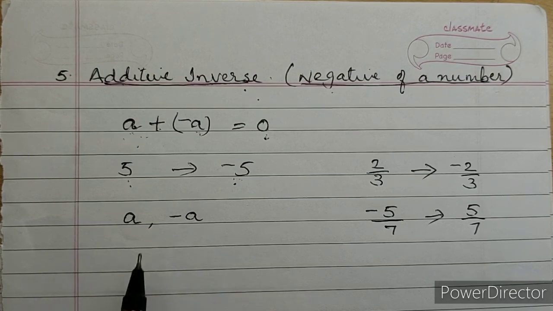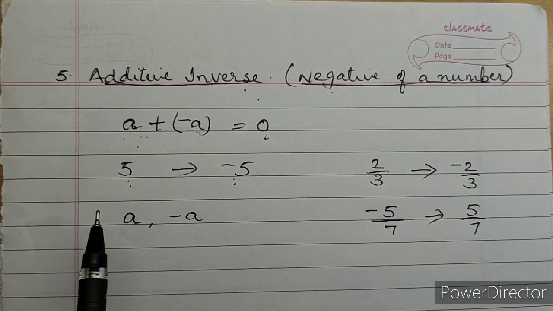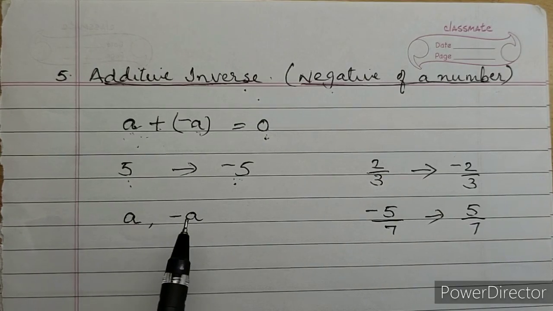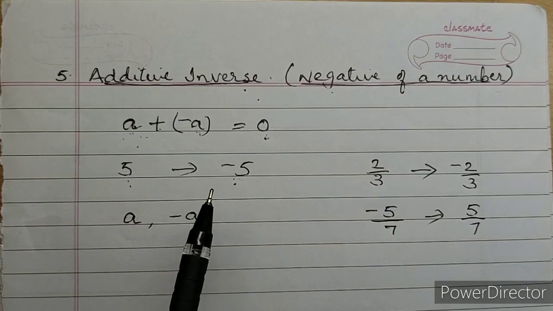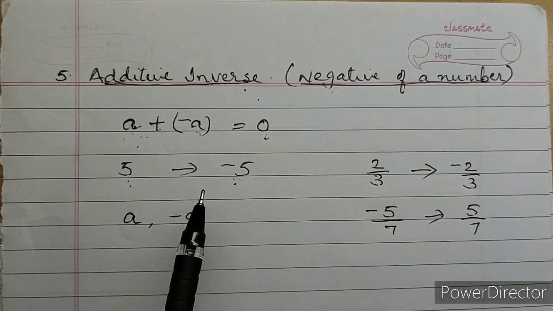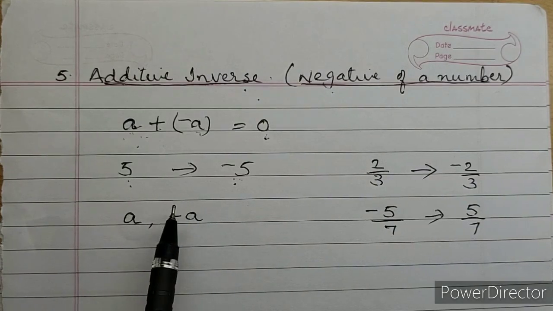And one note is that here 0 is the number which doesn't have an additive inverse. 0 is the only number which doesn't have an additive inverse. That you have to remember. It's a note.